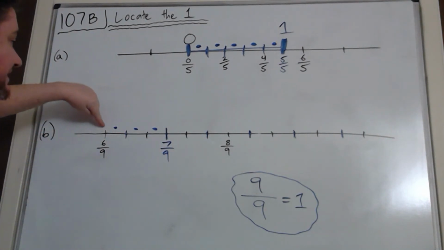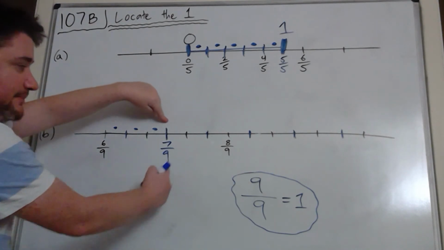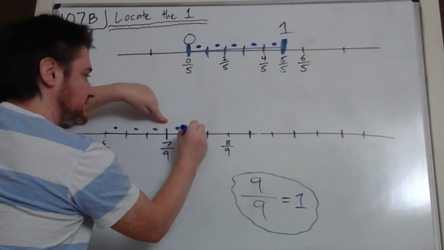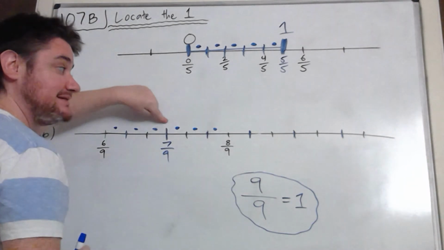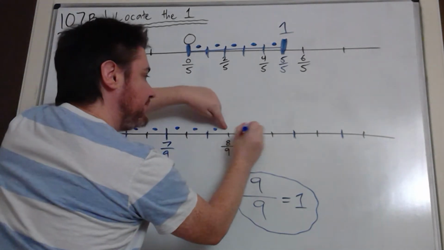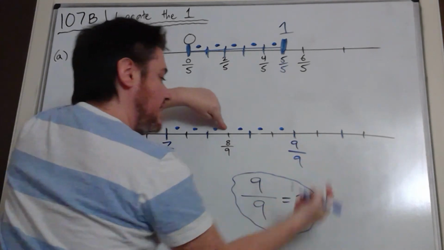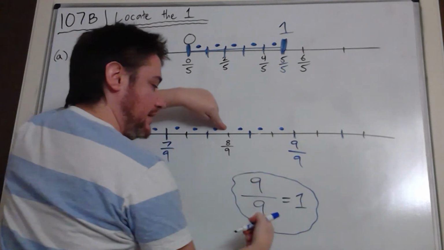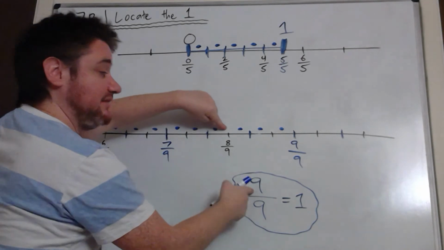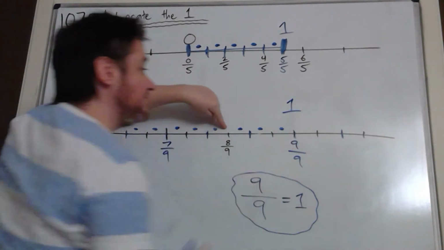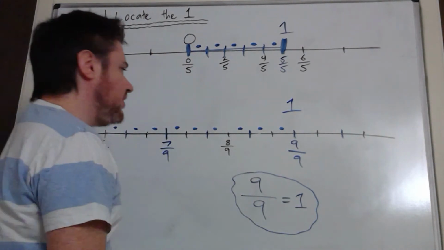Okay, so from 6/9, I can go 1, 2, 3 small segments to 7/9, 1, 2, 3 small segments to 8/9, and then 1, 2, 3 small segments to 9/9, 9 out of 9. If we've split up our whole into 9 equal pieces, and then collected all 9 of them, then we've collected our entire whole. All right.